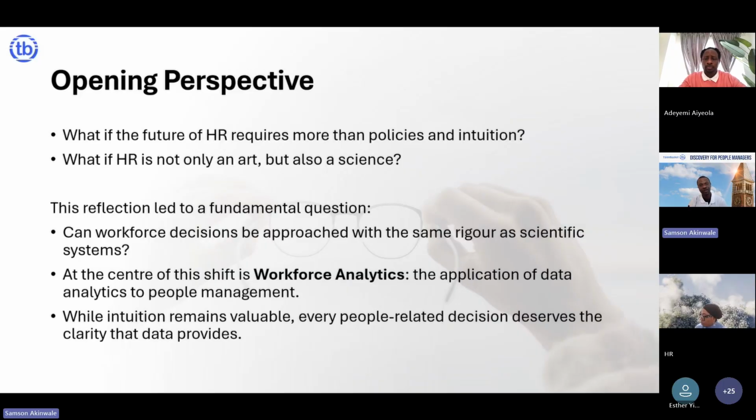So people dealing with data, I mean HR, who have data at their disposal at will, are not just expected to make sense of the data. They need to sharpen basic skills in terms of data and plug any other hole that may come in the course of it. So while intuition remains valuable, while policies are good, every people-related decision deserves the clarity that data provides. And that will not come by accident. You will need to consciously and deliberately go after it.